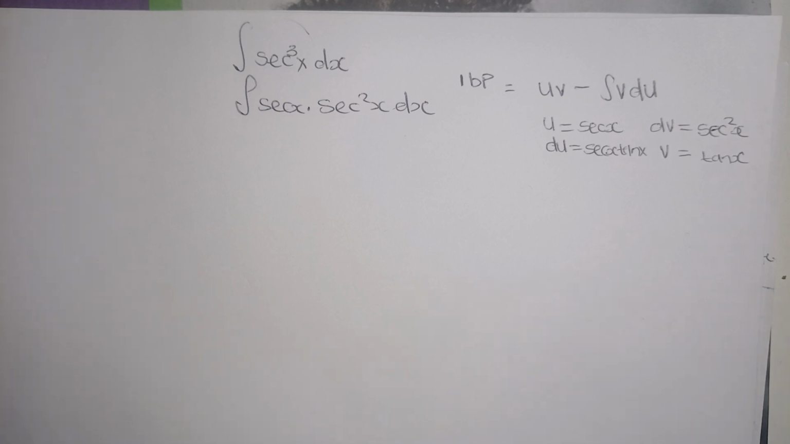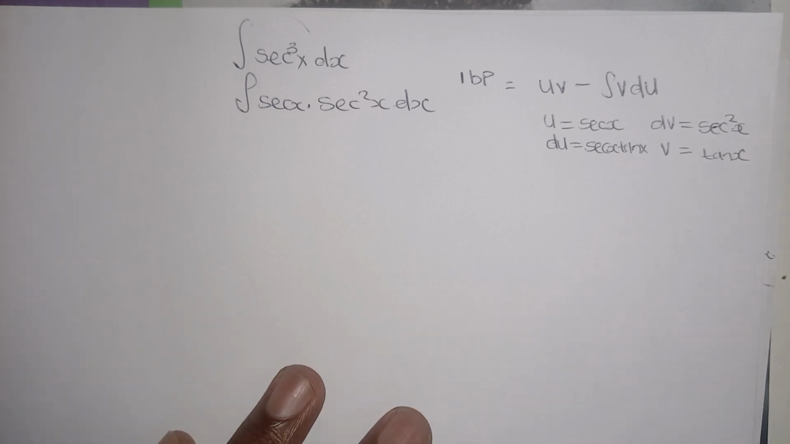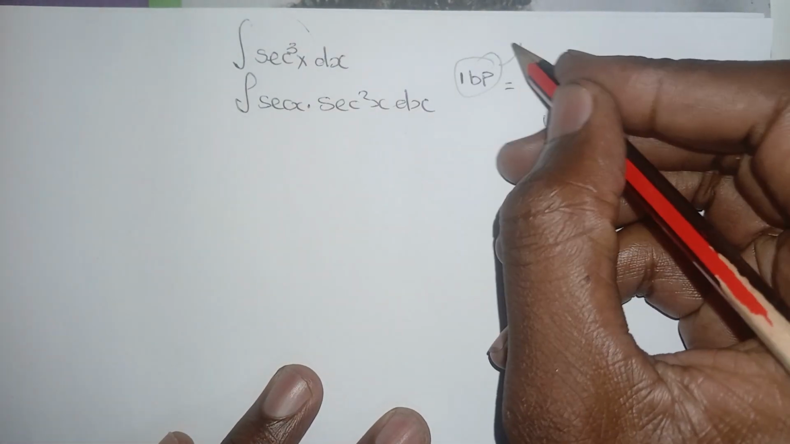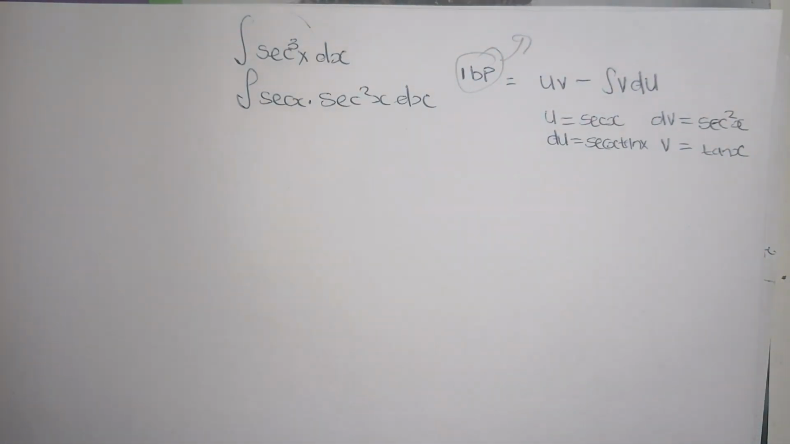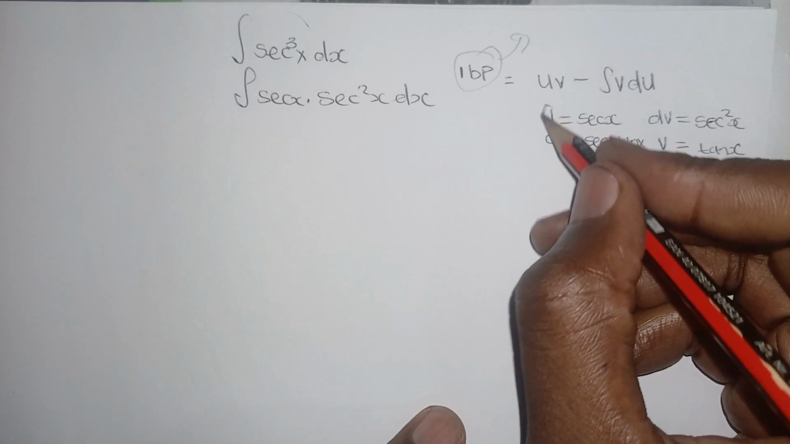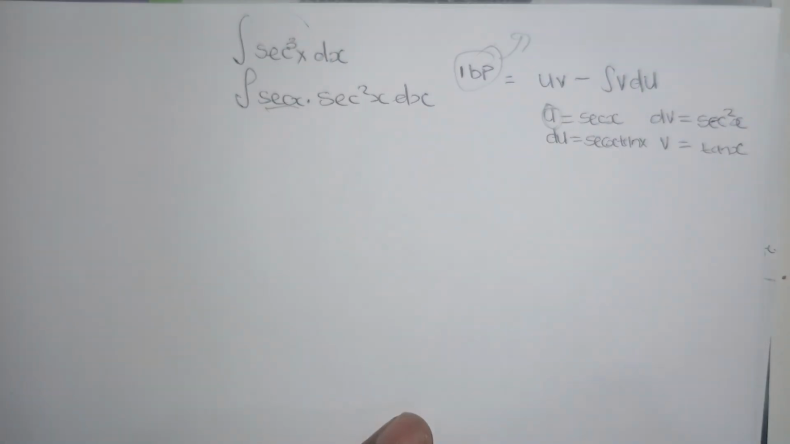Now, first thing first, we need to think of IBP, which is integration by parts, right? So uv minus integral of v du. That is our formula. Now, our u has to be sec x.